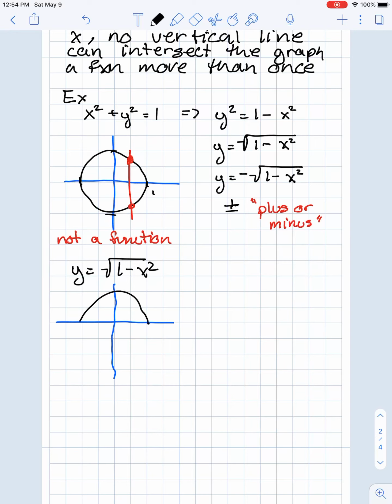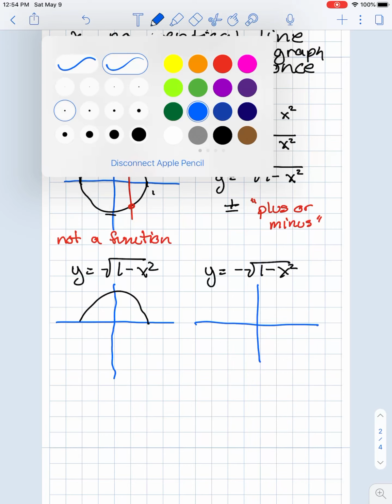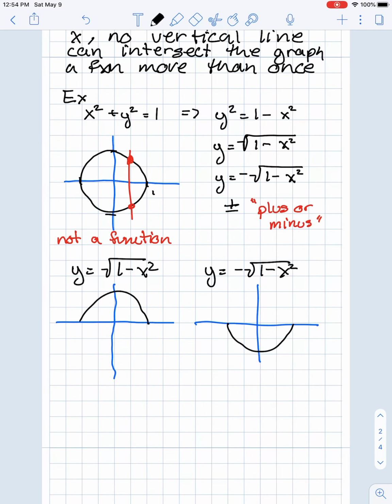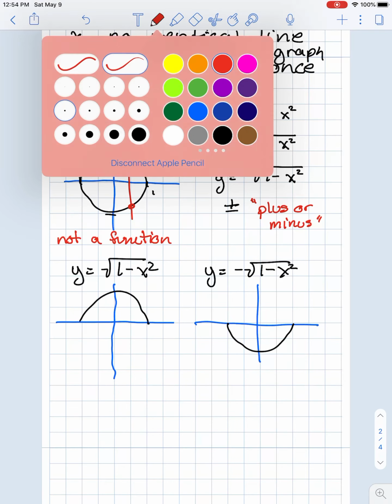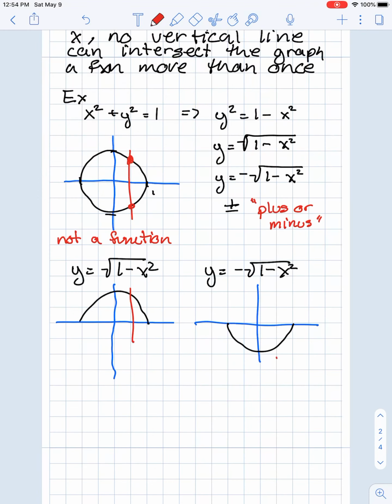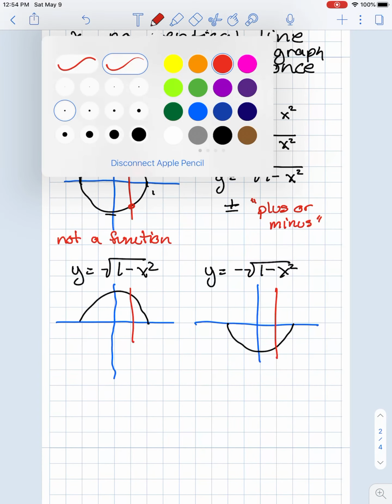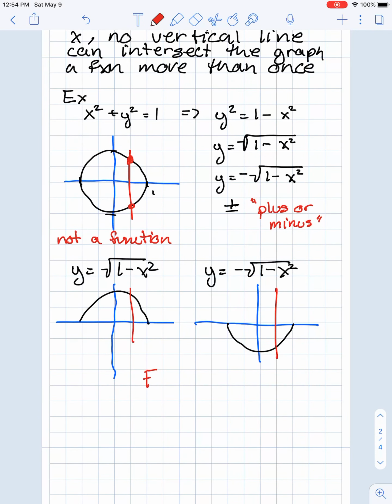This is actually just going to be the top hemisphere. And y equals negative square root of 1 minus x squared, and this is just the bottom hemisphere. If I check again, well, my vertical line only intersects one point. So they're both functions. Woohoo! Functions. Okay.